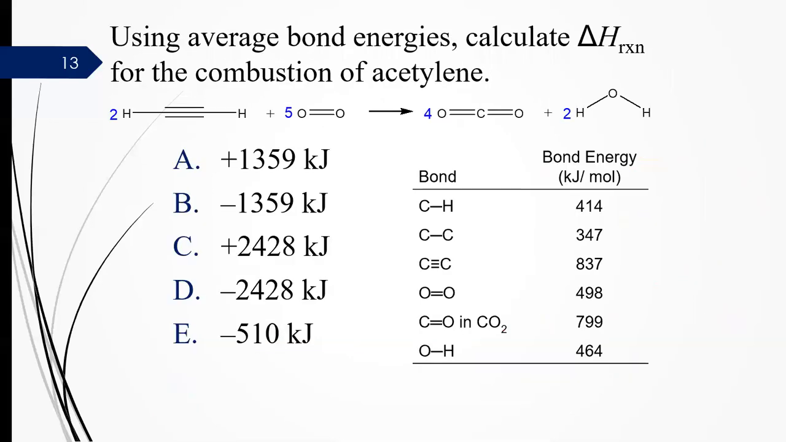Using the average bond enthalpies, go ahead and calculate the delta H for the combustion of acetylene. Now, this is how your question might show up. It might also show up where you have to draw out your Lewis structures, either one.